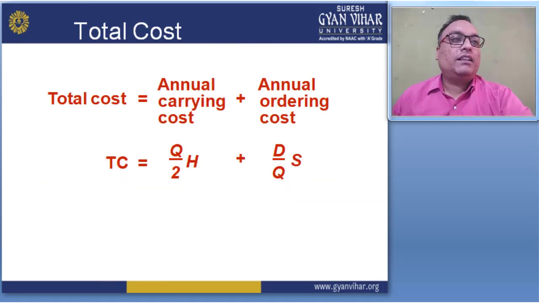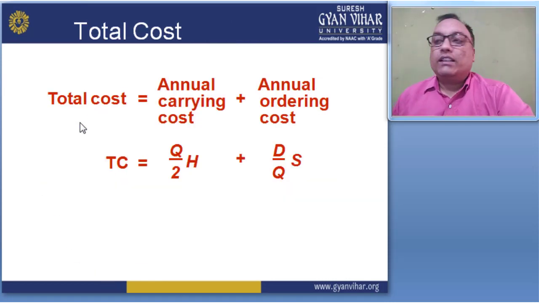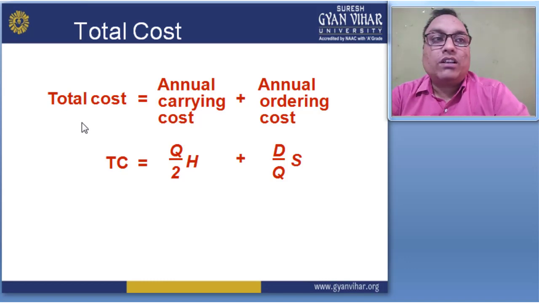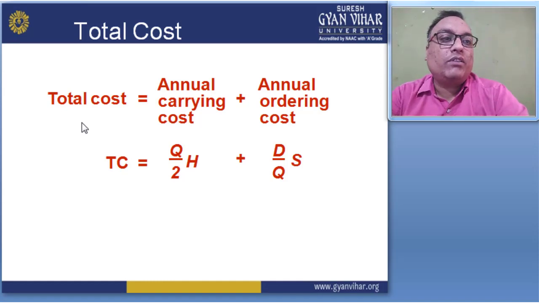Here it gives the total cost. Total cost is the summation of the annual carrying cost plus the annual ordering cost. The annual carrying cost is given by QH by 2, and the annual ordering cost is given by DS by Q. So the total cost is equal to QH by 2 plus DS by Q. So these are the different kinds of total cost.